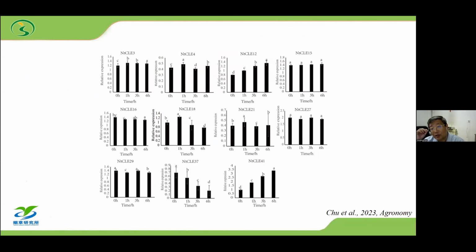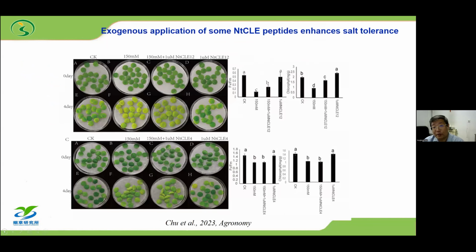So this is a salt treatment. We can see some of those peptide encoding genes are increased during salt treatment, like CLE12 again and CLE41. So we did a similar experiment with salt stress treatment and peptide treatment on leaf discs. You can see that this is 150 millimolar sodium chloride. After 4 days treatment, it's obvious yellowing compared with the control treatment.